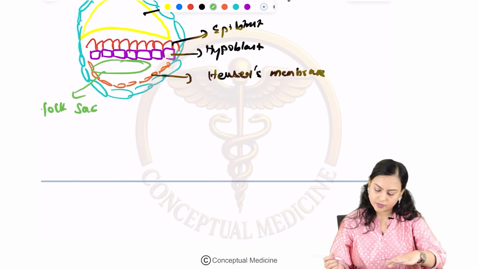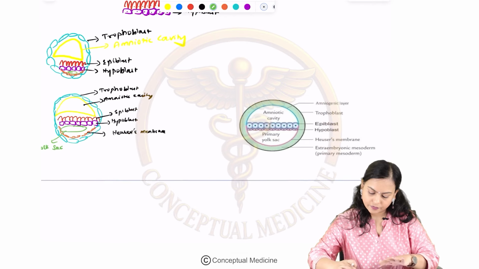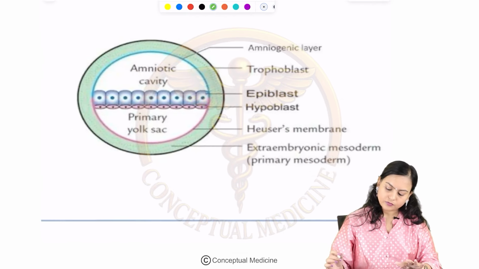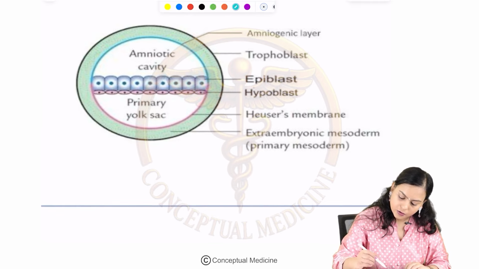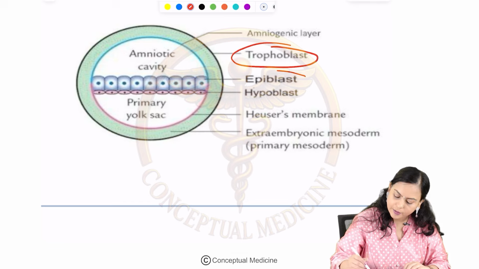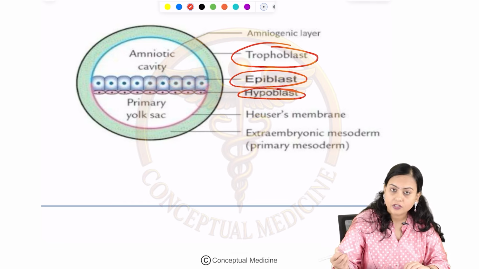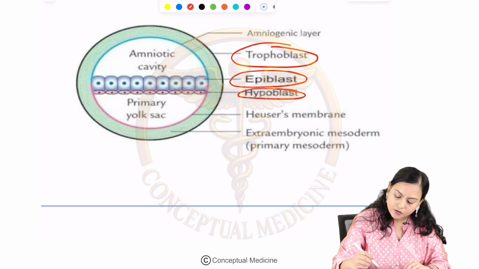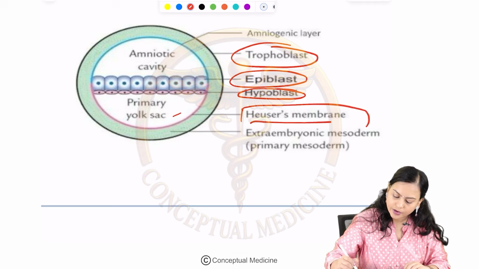Understood? So, we will see this in a picture so that you will be able to understand it clearly. Okay. So, this is for a better understanding. Okay. So, what are the things we see here? We have the trophoblast, that is the outermost layer. We have the epiblast, which are the columnar cells, and hypoblast, which are the flattened or the cuboidal cells. So, basically this hypoblast forms another layer of cells inside the trophoblast. So, that is known as the Heuser's membrane.